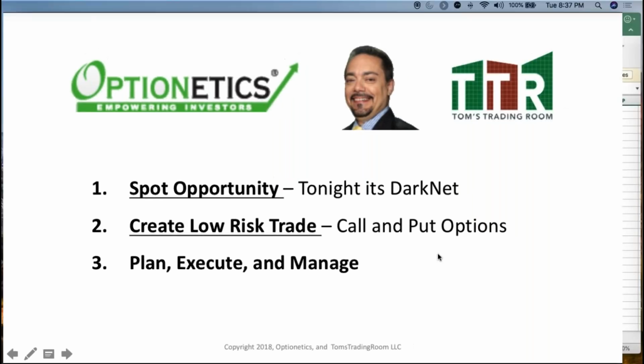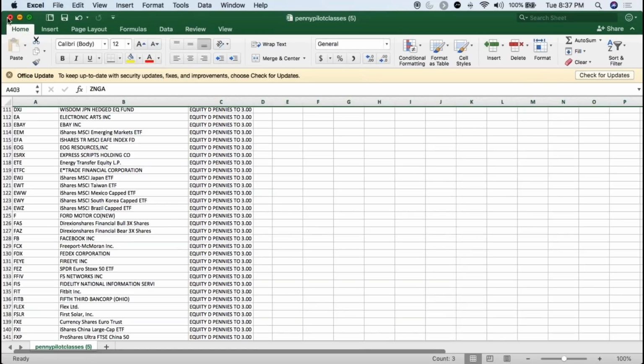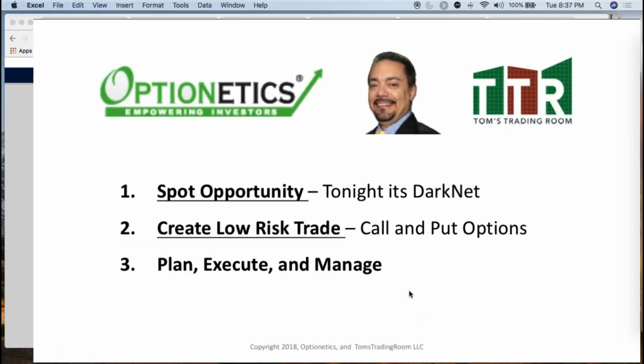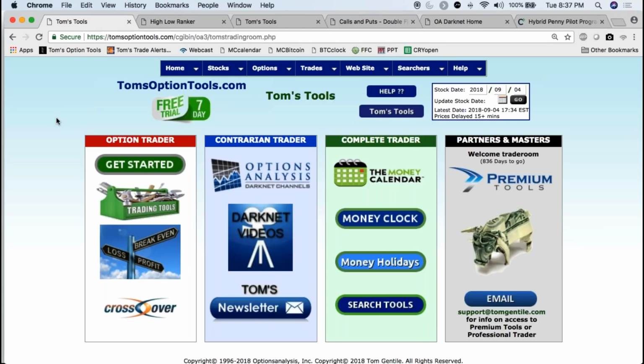And I want to go into, well, there's our penny pilot program. Let's get rid of that. I find the less stuff that's on my screen, the faster my computer goes. And so here we go. I'm going into Tom's option tools, and I want to show you something that I'm sure you could probably find somewhere. Maybe it's within your brokerage site or not, but we have something on here.